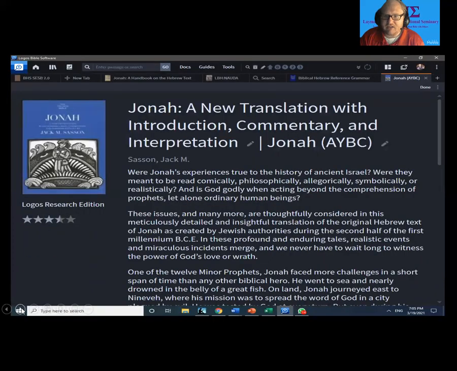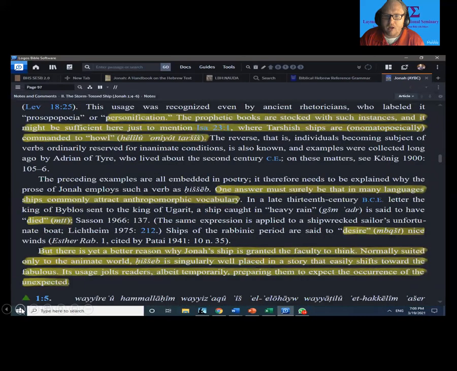And then it goes into the Anchor Yale Bible right here, and it mentions in some of the prophetic books, it mentions in Isaiah about the Tarshish ships doing this and being commanded to howl. So I'll read this transliteration so you can hear it. Helehu aniyot Tarshish. And so it talks about that, and then it talks about some examples where ships were described as dying or having desire. So personification is going on.